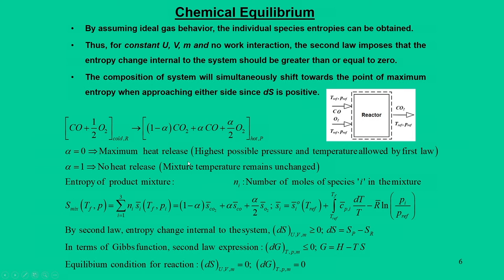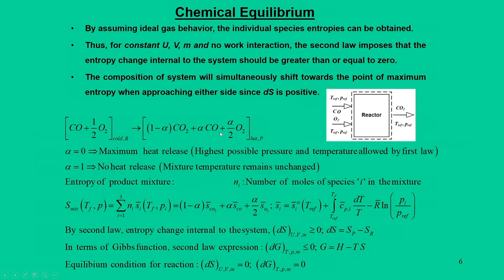Now, if you look at these equations, let us evolve what the first law of thermodynamics tells and what the second law of thermodynamics tells. When alpha is 0, it is a complete balanced equation, which means the reaction has taken place and maximum heat has been released. That is the evaluation we can do with respect to the first law. Now, when alpha is 1, the mixture temperature remains unchanged because there is no heat release. Alpha equal to 1 means CO2 is 0, that is, you have CO and half O2, the same reactants and products remain as they are, and the reaction has not happened. But that is not the case.